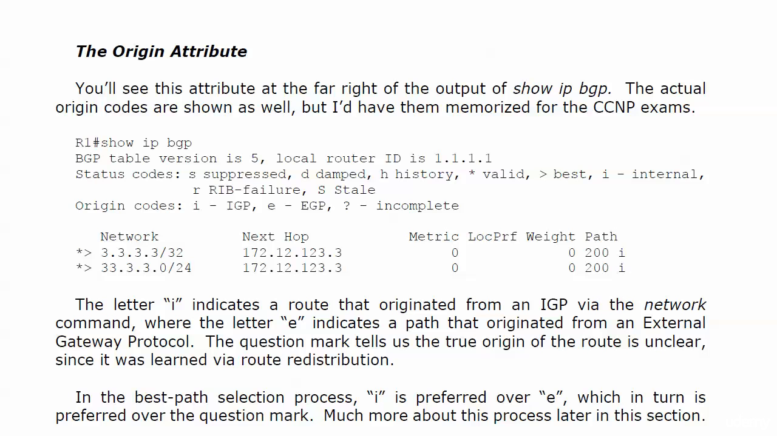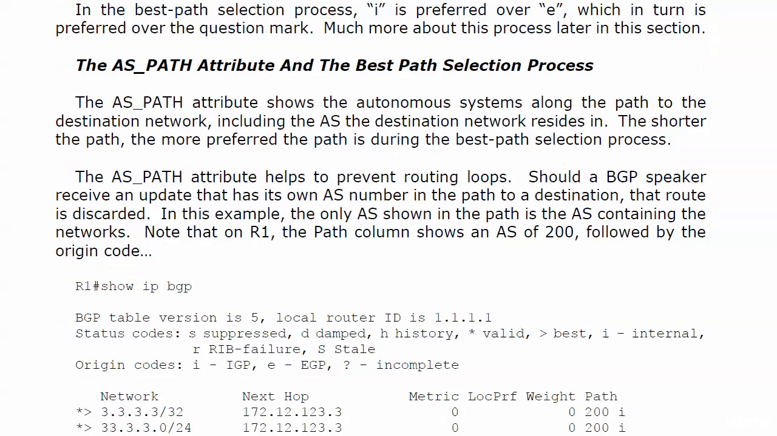Now in the best path selection process, it's I over E over question mark. An IGP route is preferred for source over EGP, and in turn EGP is preferred over an unknown source. So much more about this process later in this section. And by golly, look at this, it's later in this section.